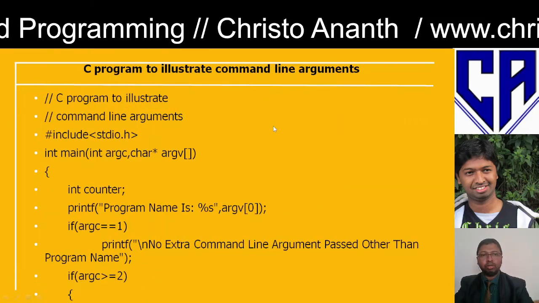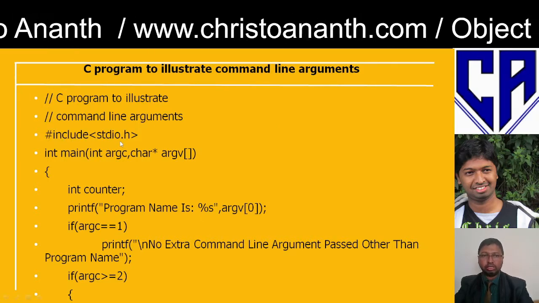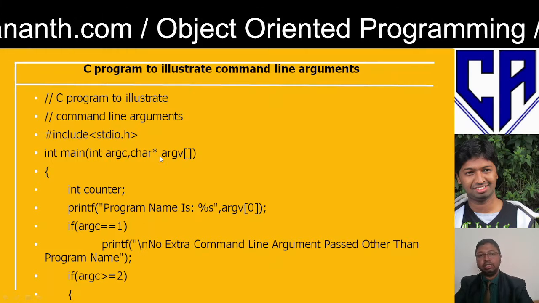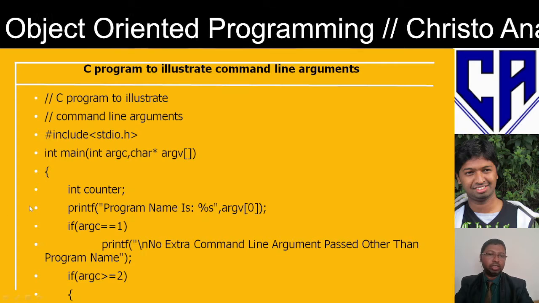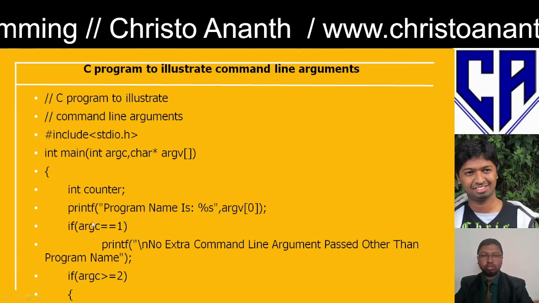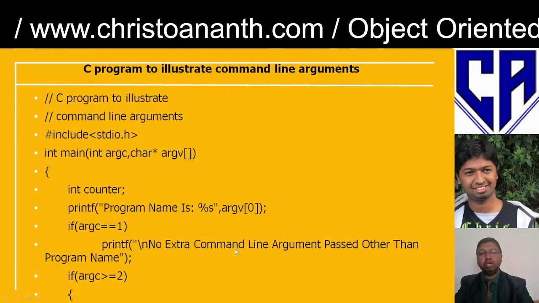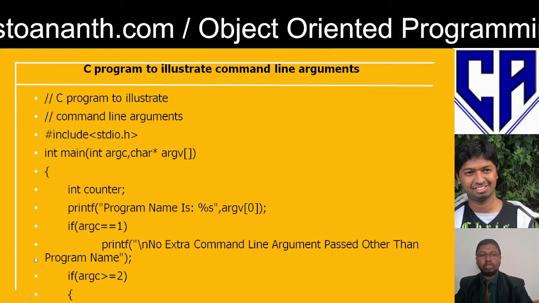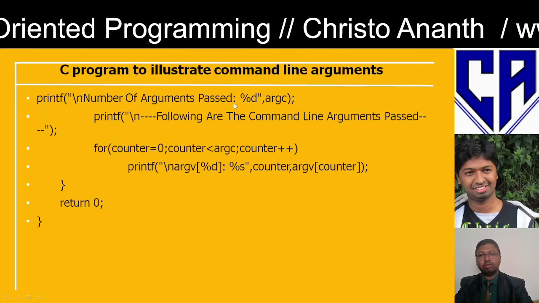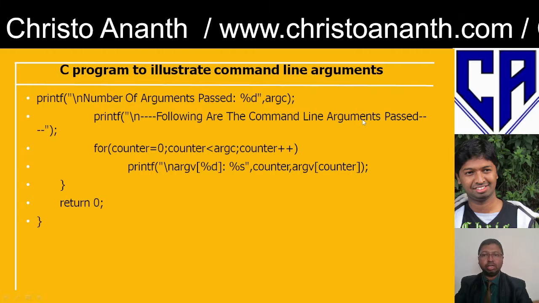So this is a C program to illustrate command line arguments. You'll have #include <stdio.h>, and in the main function you'll have int argc, char star argv, this is for the vector. Then int counter, printf program name is argv[0]. If argc is equal to 1, then you print no extra command line argument passed other than the program name. And if argc is greater than or equal to 2, then you print the number of arguments passed as argc, then the following other command line arguments passed.